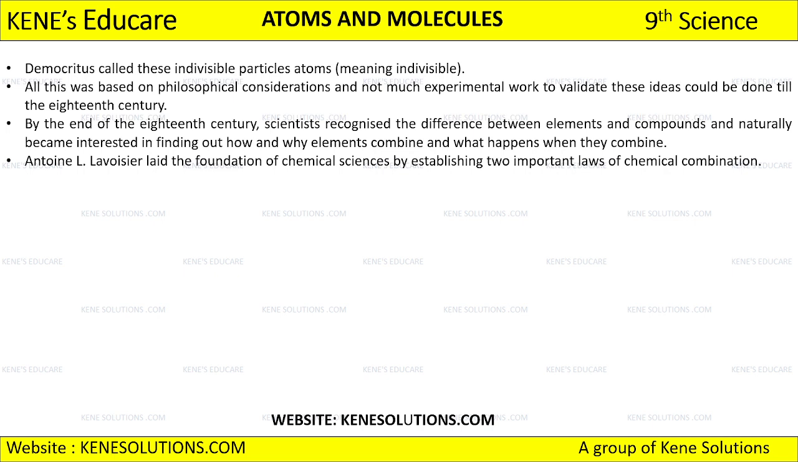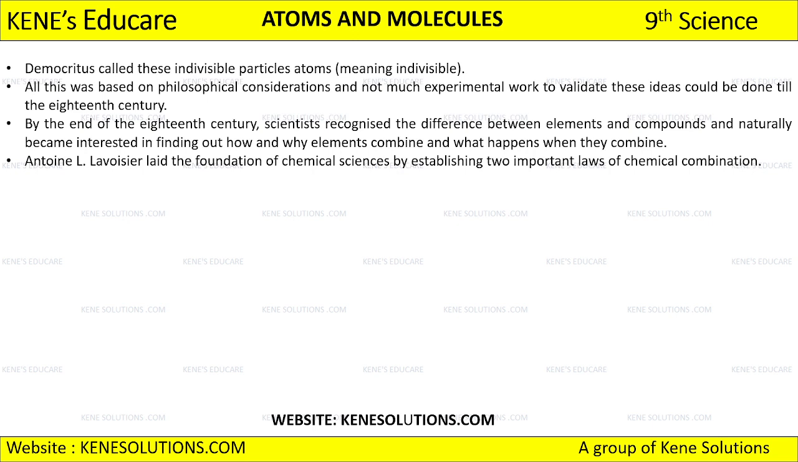By the end of the 18th century, the scientists recognized that there are differences between elements and compounds. That is how they became interested in finding out how the elements combine together, what exactly is happening when the elements combine, and what kind of reaction takes place, right? So Antoine L. Lavoisier laid the foundation of chemical sciences by establishing two important laws of chemical combination, right? And we have discussed both the laws in detail along with proper activity, right, everyone?